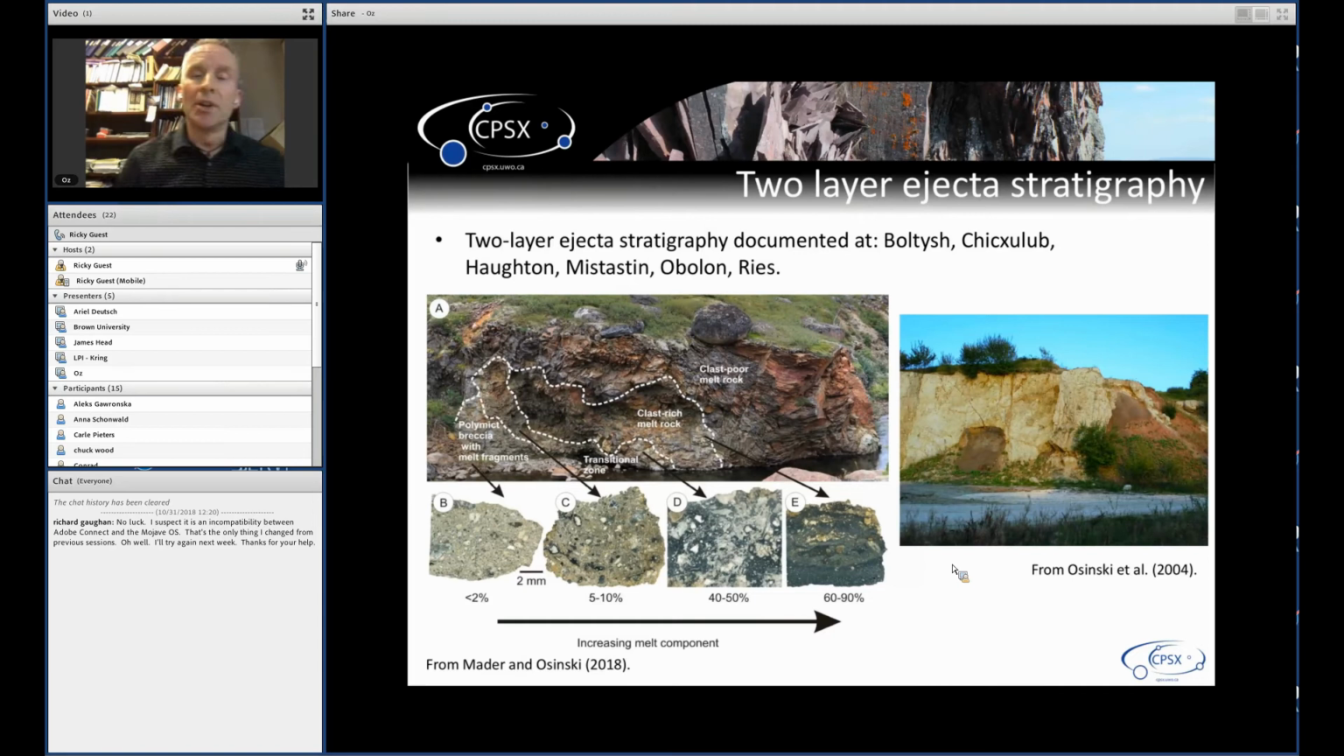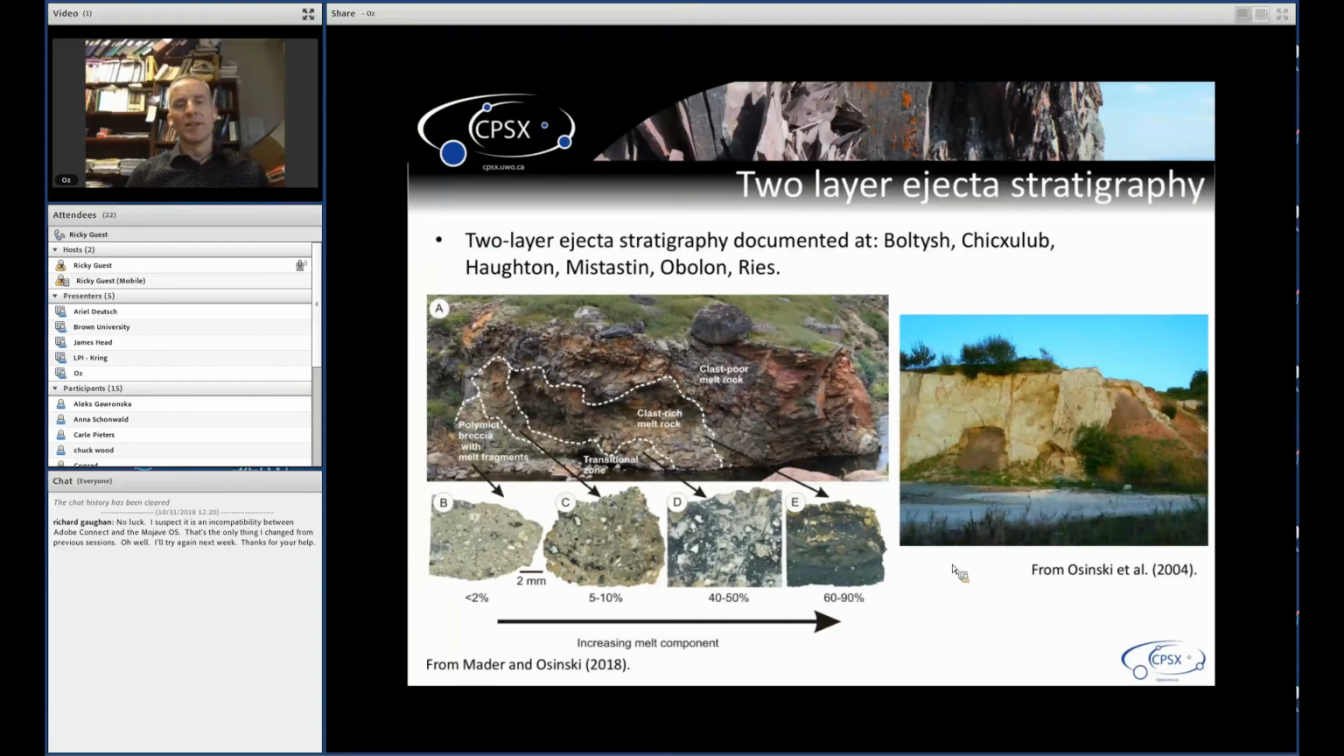Well, it's important to note that this is not just the moon. We see such two-layer stratigraphy on Earth, and there are two really good examples here. On the left-hand side is Mistastin crater in Labrador, which, if you're looking for a good lunar analog crater on Earth, is definitely the one to go to, because much of the target sequence there is anorthosite.